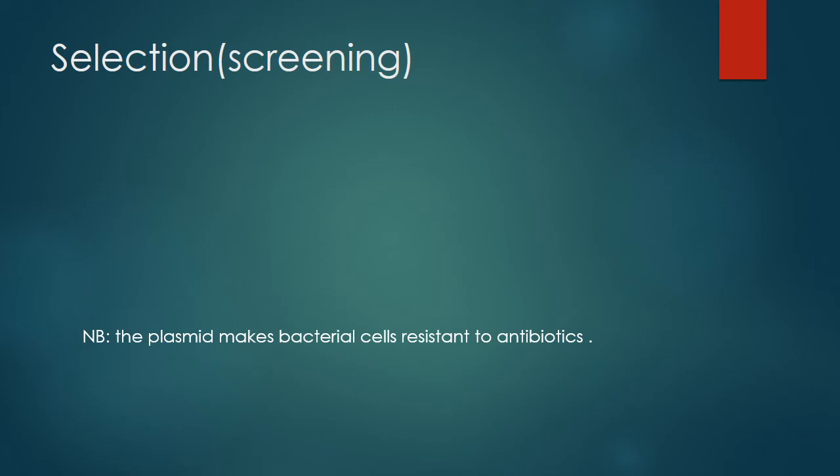Now let's look at how to select or screen our cells to know if they actually take up the recombinant DNA that we introduced into these cells. As a matter of fact, we know that not all these cells can incorporate the recombinant DNA, that is, not all of them can take up this DNA because of some experimental errors. And because of that, most of the times we use a lot of bacterial cells, and afterwards we select the ones that actually took up these plasmid vectors.